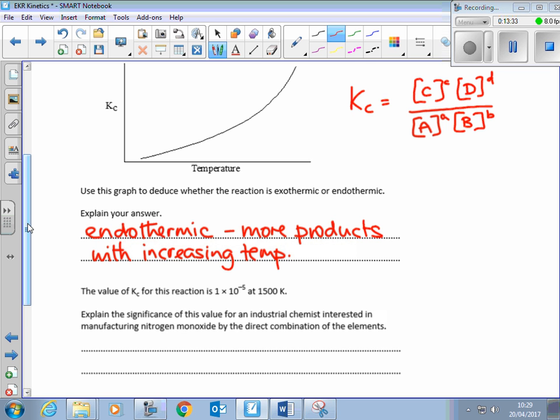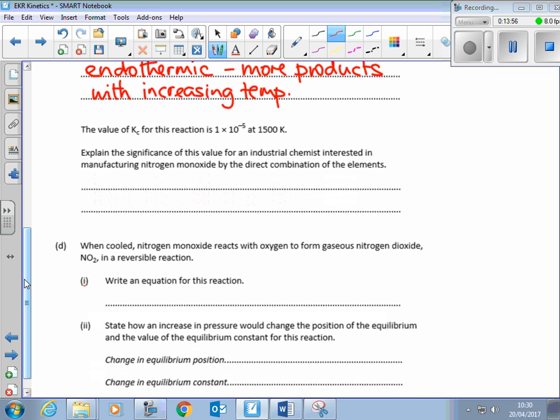And with this one, 1500 K, that's seriously high temperature, isn't it? And we're still only getting a Kc of 1 times 10 to the minus 5. In other words, it could be 1 times 10 to the minus 5 over 1. Well, we're hardly getting anything for a huge temperature. So the significance of this is really that the yield is very small.